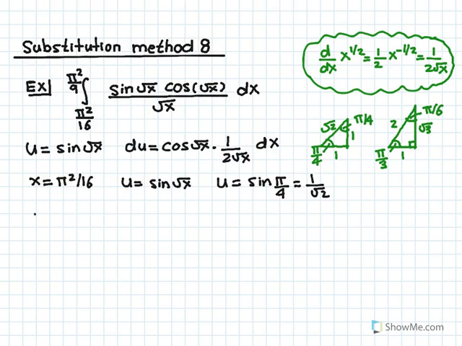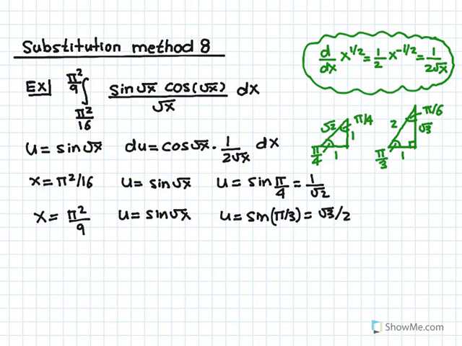Alright, let's look at the upper limit. x is equal to pi squared over 9. Plug that into the substitution. u is equal to sine root x. And we get u is equal to sine of root of pi squared over 9, that's just going to give us pi over 3. Sine of pi over 3 is equal to opposite over hypotenuse. That's going to be root 3 over 2. So we have transformed the limits.